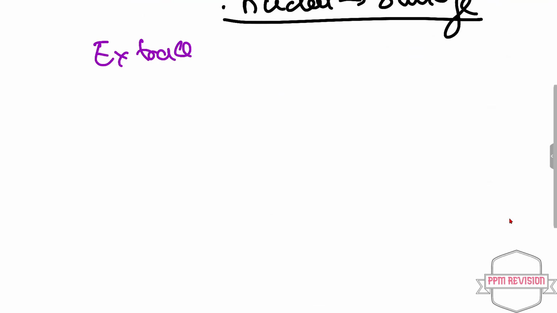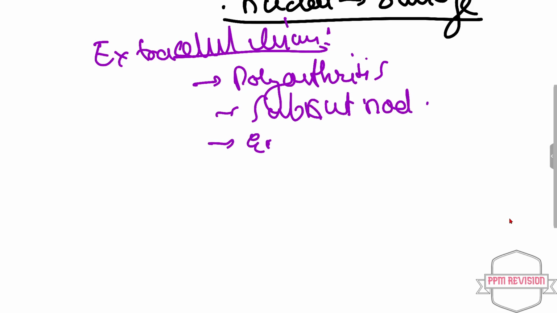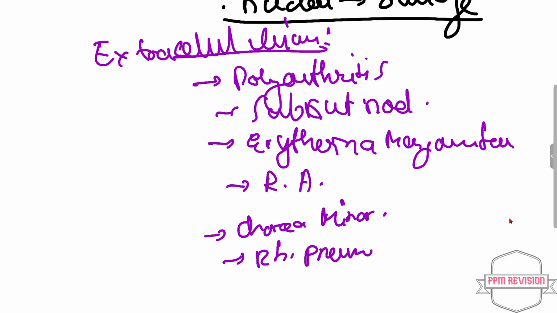In case of extracardiac lesions, there is presence of polyarthritis, subcutaneous nodules, erythema marginatum, as well as rheumatic arthritis, chorea minor, and rheumatic pneumonitis and pleuritis.